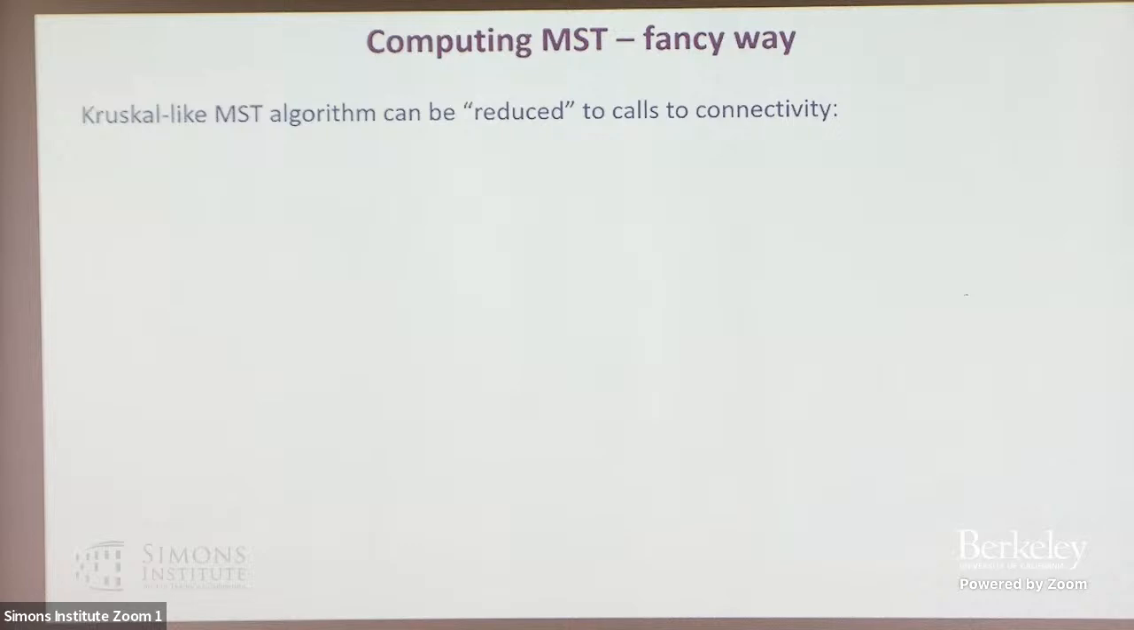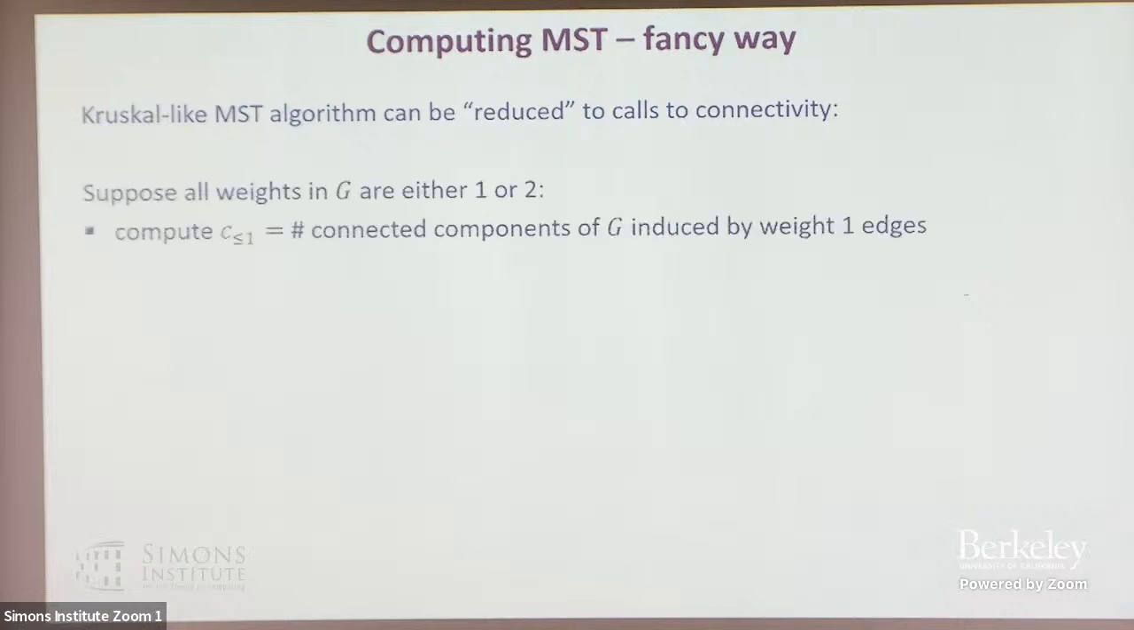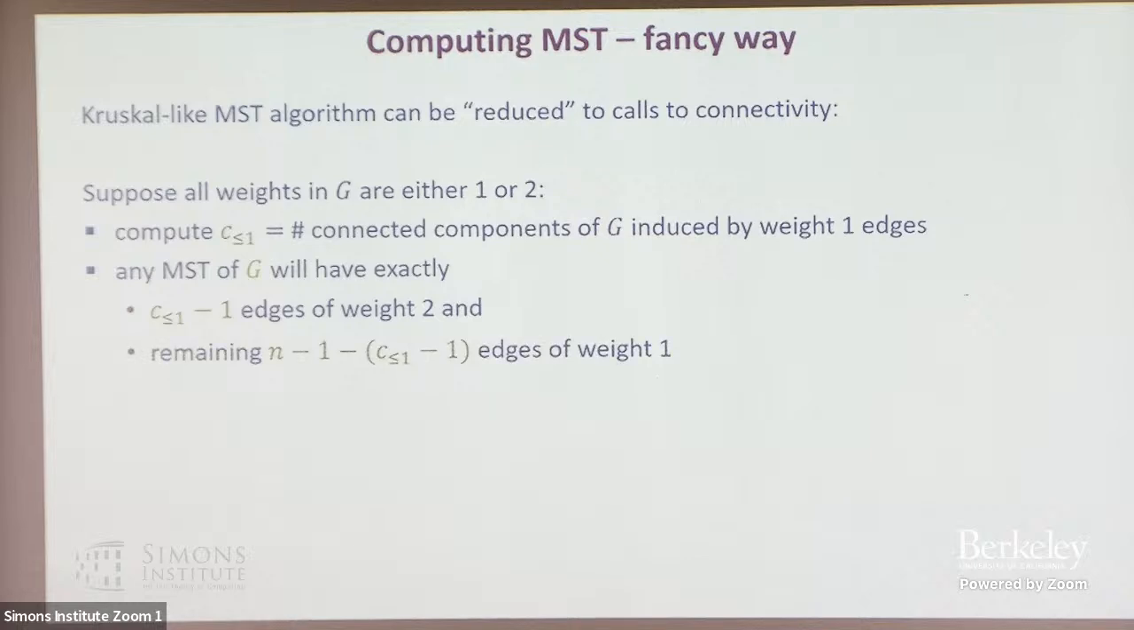So what were they doing? Essentially they observed that Kruskal-like or MST-type algorithms can often be reduced to questions about connectivity. And this is something that maybe you can even teach now in some CS courses. So for example, think of it this way. Suppose that you are given a graph and all weights are either 1 or 2.